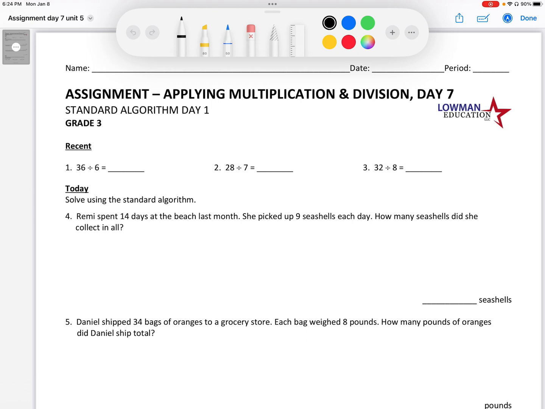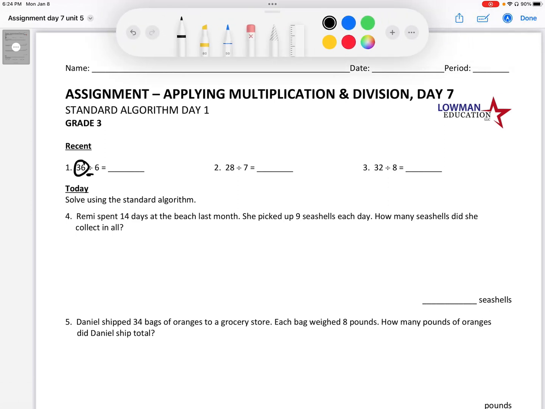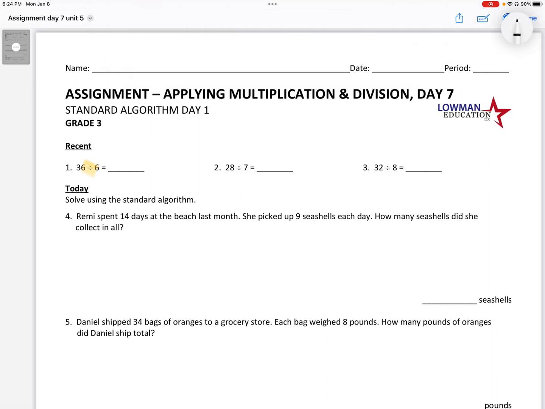Before we get into that though, let's do a review on problems 1, 2, and 3, which is division. 36 divided by 6. That means we have 36 total things. We can't have more than that because this is a division problem and 36 is our total. We're taking those 36 things and we are going to divide them into 6 equal groups. 36 is a fairly manageable number that we can use the equal group strategy to solve.